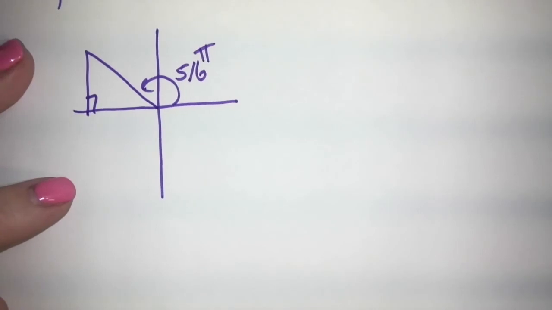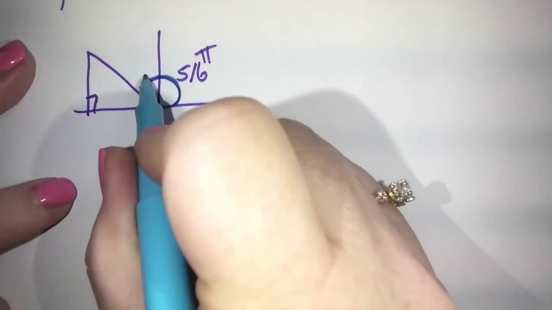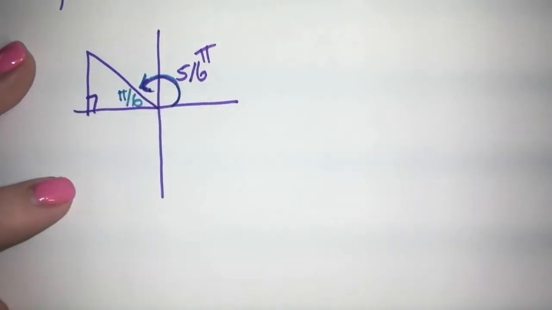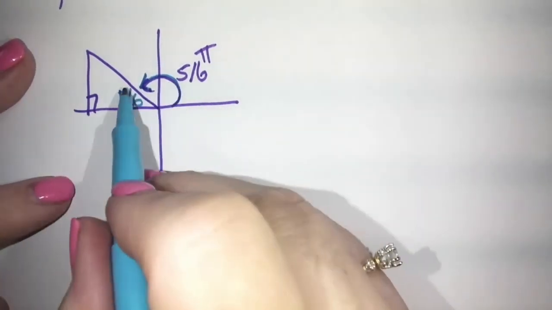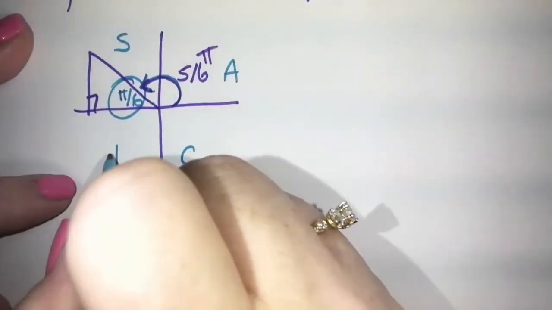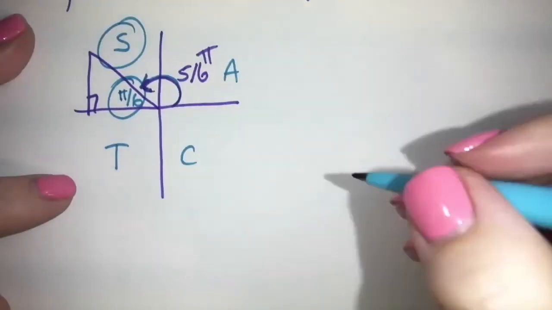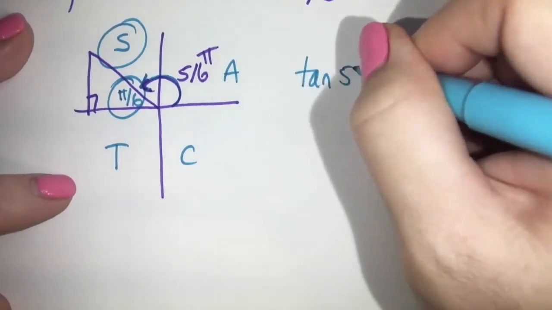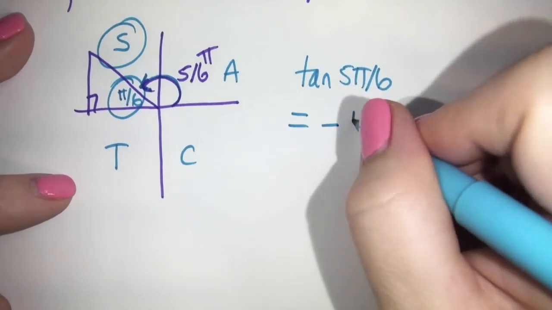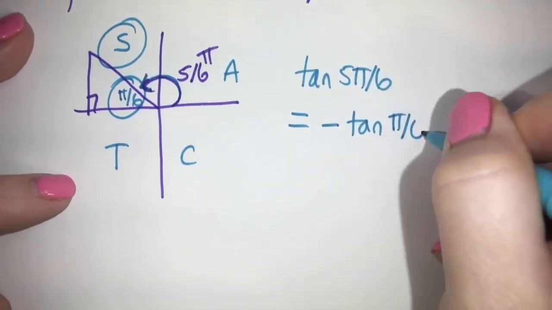If we look at that as an angle, if from here to here is 5/6 of pi, then we add 1/6 of pi, or pi over 6, and that will get us the whole top. So the angle we want is pi over 6, and we are in the S quadrant. So tan 5 pi over 6, in the S quadrant, would be negative tan of pi over 6.